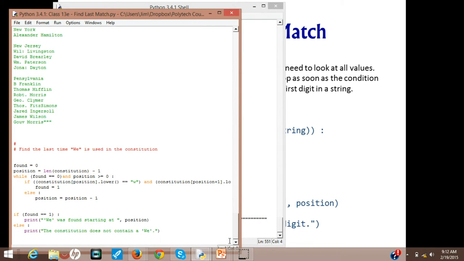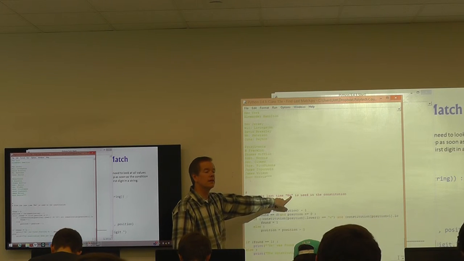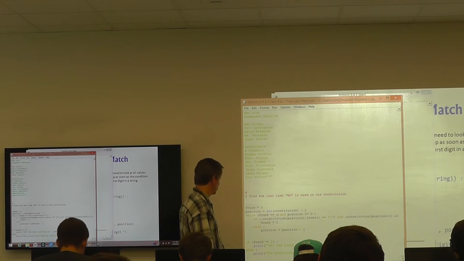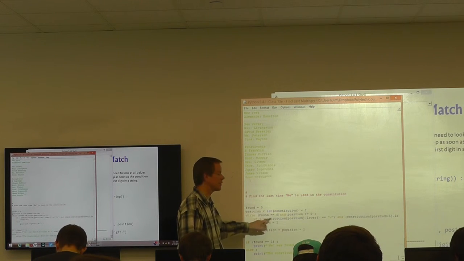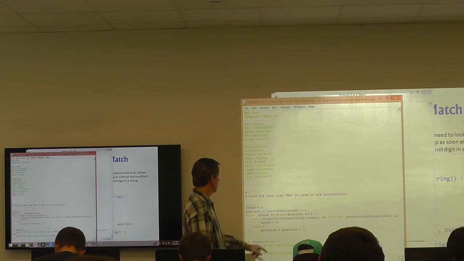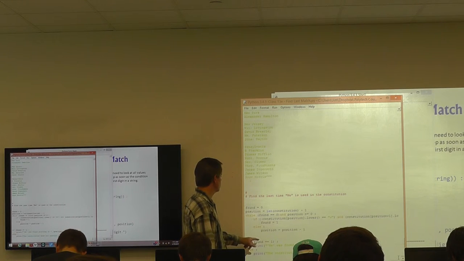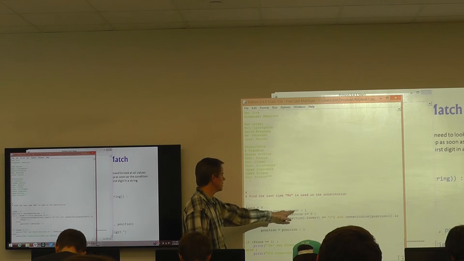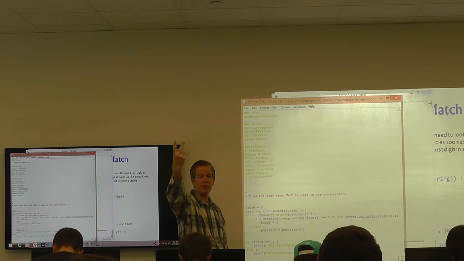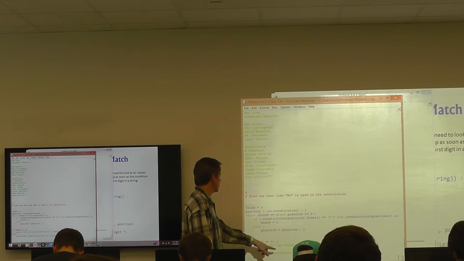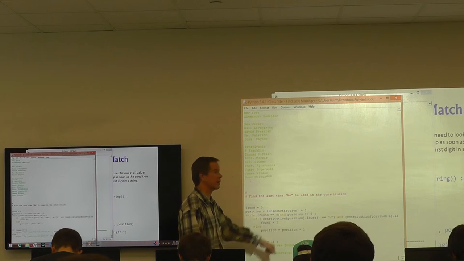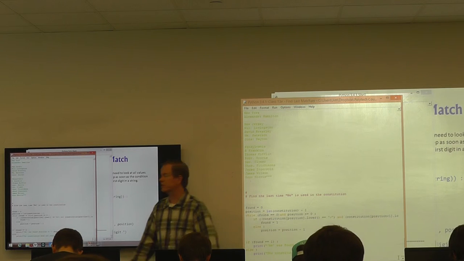Okay, so now we're going to do sort of exactly the same thing, just differently. Find the last time "we" is used in the Constitution. Once again, we're going to have a found flag, so when we find it, we'll drop out of the while loop. What we're really going to do is search through backwards. Position equals length of Constitution minus one, because "we" has how many characters in it? Two. So we're going to step through it, and position is going to equal position minus one, so we'll go step, step, step, step. Let's give it a shot.